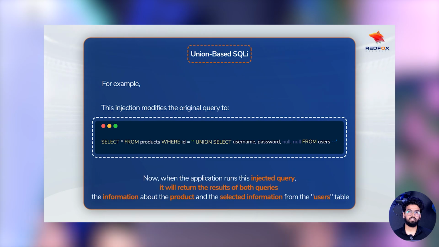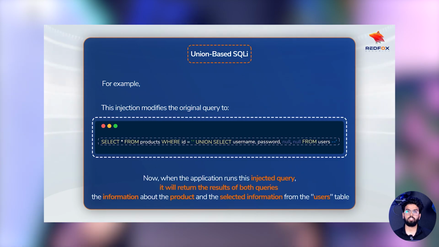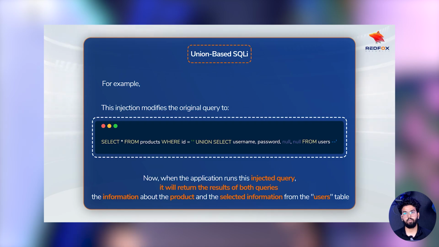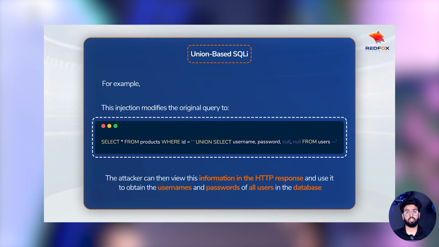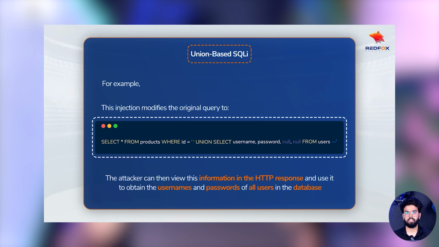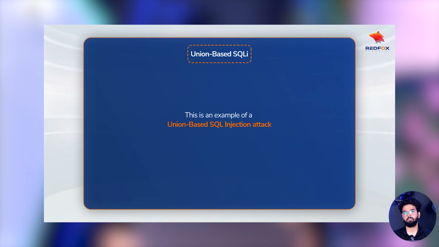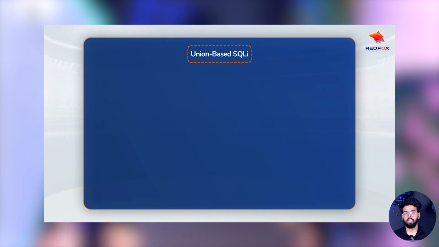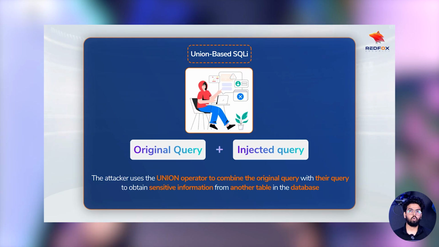Now when the application runs this injected query, it will return the results of both queries, the information about the product and the selected information from the users table. The attacker can then view this information in the HTTP response and use it to obtain the usernames and passwords of all the users in the database. This is an example of a union-based SQL injection attack. The attacker uses the union operator to combine the original query with their query to obtain sensitive information from another table in the database.